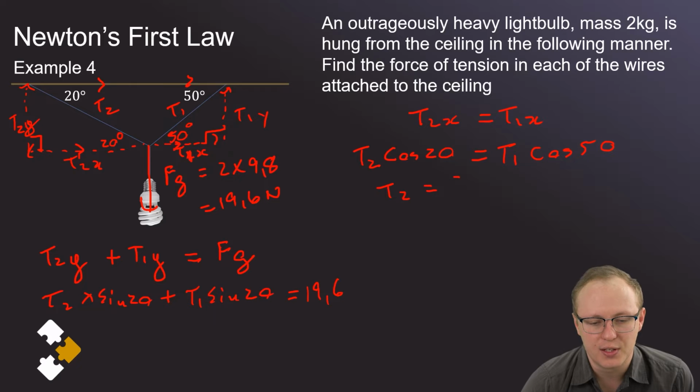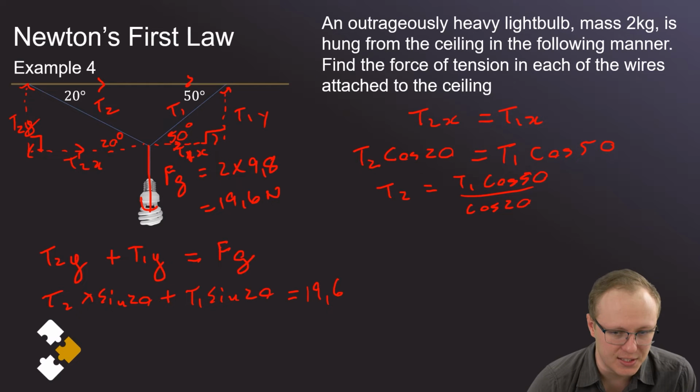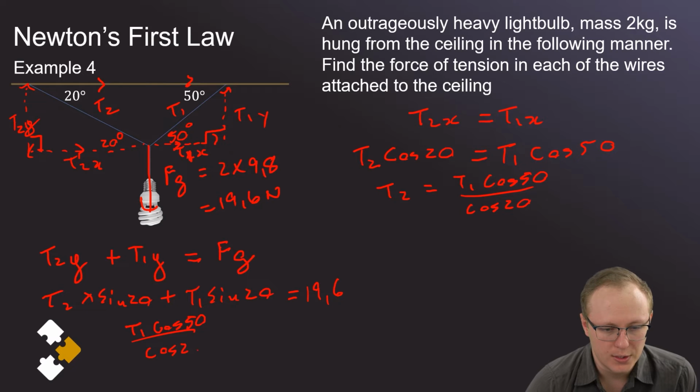So T2 is going to be equal to T1 cos 50 divided by the cos 20. Okay, so now in this other equation, wherever I see T2, I can go and sub in T1 cos 50 over cos 20. So I'm going to do that. So T1 cos 50 over cos 20 times the sine 20 plus T1 sine 20 is equal to 19.6.